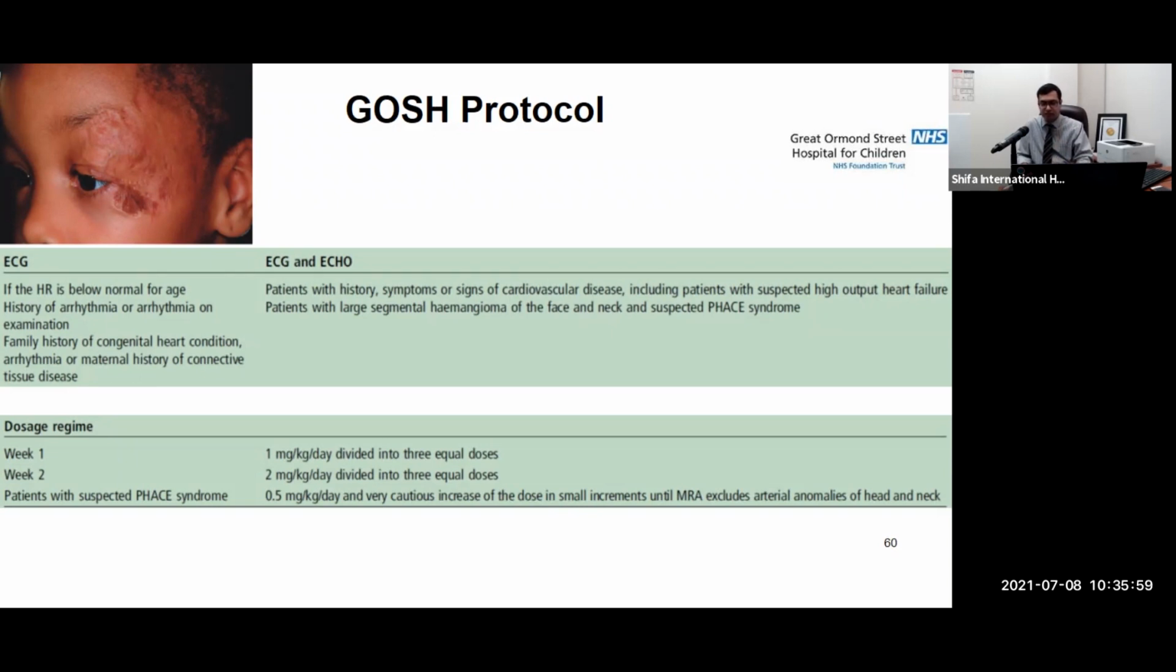How do we start? 1 milligram per kilogram per day in 3 equal doses. In week 1, we will call them, and in week 2.